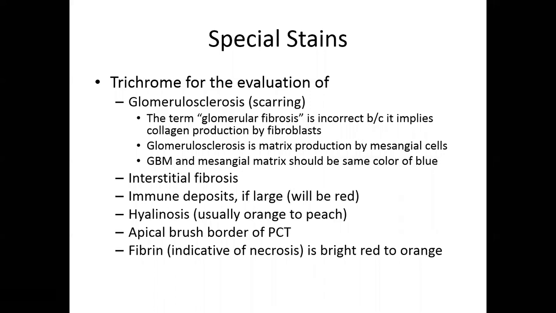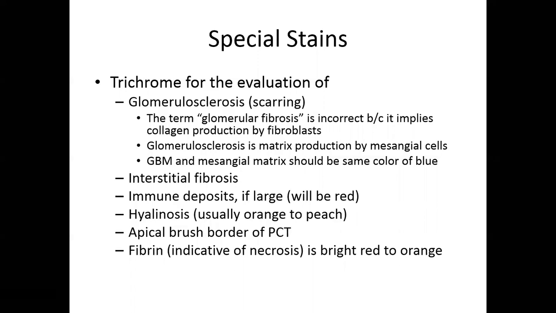And I've been asked by pathologists before, why don't you use fibrosis to talk about scarring in the glomerulus? And as discussed by MDs and reported in the human textbooks and human literature, and what I've put in this version of Jubb and Kennedy, glomerular fibrosis is not the correct term, because fibrosis implies collagen production by fibroblasts. But glomerulosclerosis is actually just extracellular matrix.